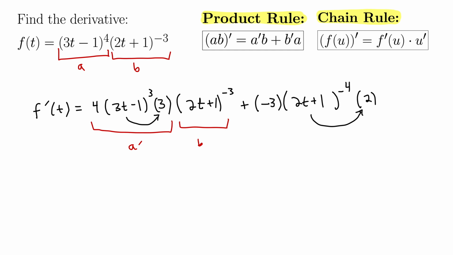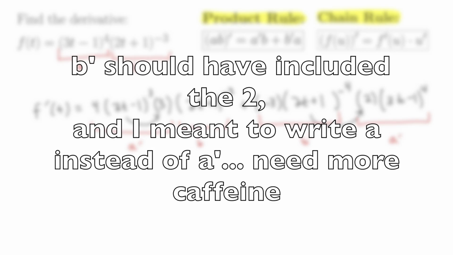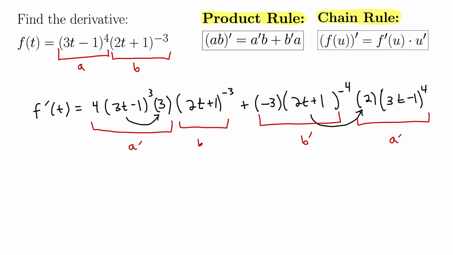So there's b prime, and now we multiply by a, 3t minus 1 to the fourth. All right, so what have we done here? This is our b prime and our a. Okay, so there we go. Believe it or not, the calculus is finished for this example. It's all algebra from here, and of course, algebra is the tricky part. To simplify this thing, we simply want to factor out the greatest common factor.